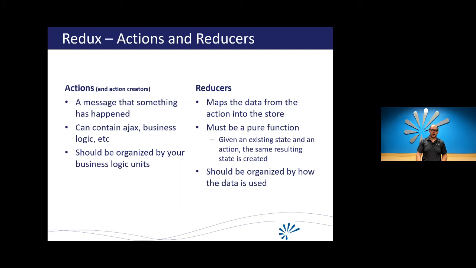They should really be organized by how the data is used rather than how it was dispatched. So like carting, the add item to cart action might fire, and your cart reducer might listen to that and grab the name and store it so that your little drop-down cart can show it. But your main cart page might be pulling all the extra data out of that and storing it in a different way.